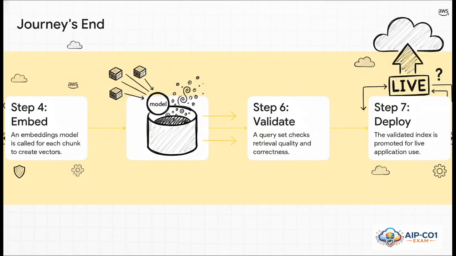All right, next up on the conveyor belt are the final stations. The embed station uses a model to turn each text chunk into a string of numbers, a vector. Then, those vectors get loaded into our vector store. But we are not done. And this is a step that people so often miss: validation. We have to run automated queries against this new data to make sure the quality is good before anyone can see it. Only after it passes those checks do we actually deploy the index.